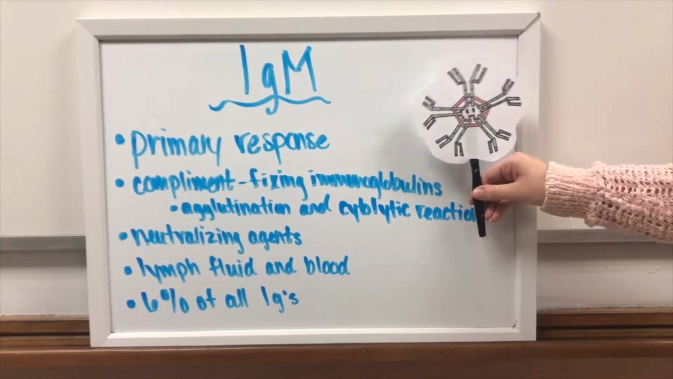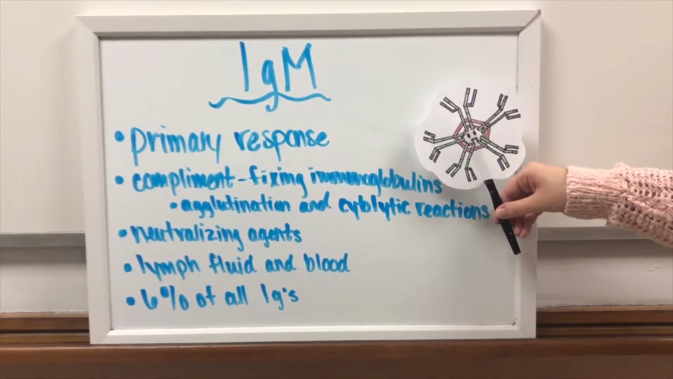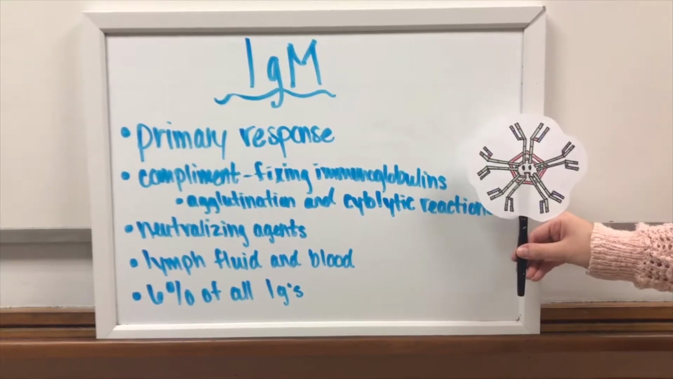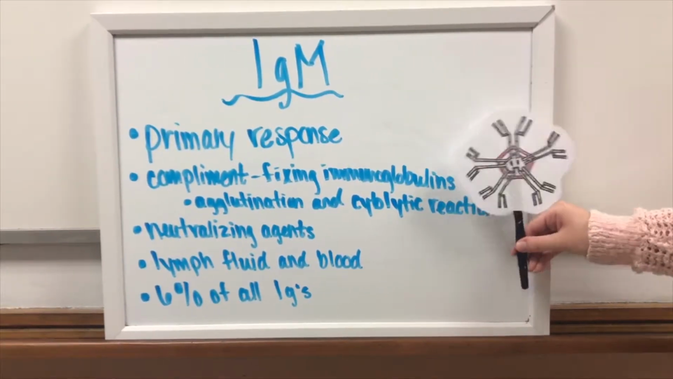You can find us in lymph fluid and blood. If you find a lot of us, that's a sign of recent infection or exposure to an antigen. Overall, we make up 6% of all the Igs.